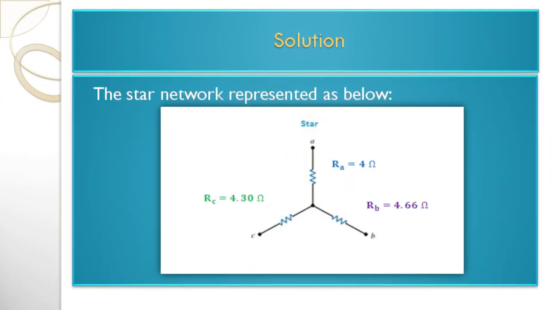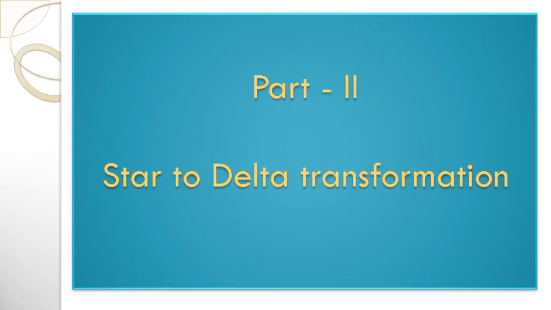Refer example statement. Star network is represented using labels A, B, C for terminals and substituting values of resistance: RA is equal to 4 ohm, RB is equal to 4.66 ohm and RC is equal to 4.3 ohm. If possible, draw the star network and label the same using values of resistances RA, RB and RC. Up to now we have studied part 1, delta to star transformation. Now let's study part 2, star to delta transformation.